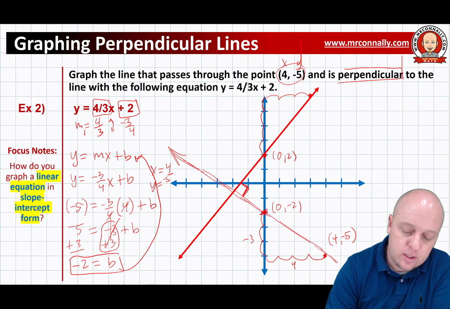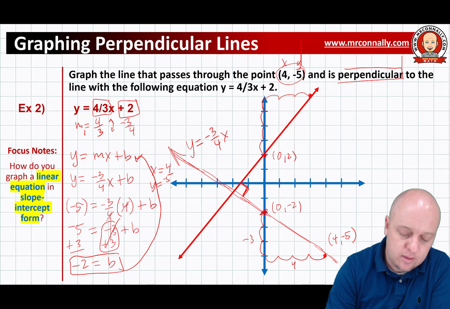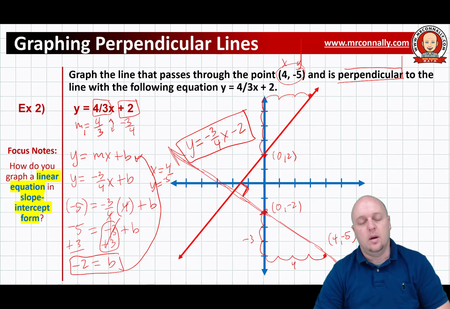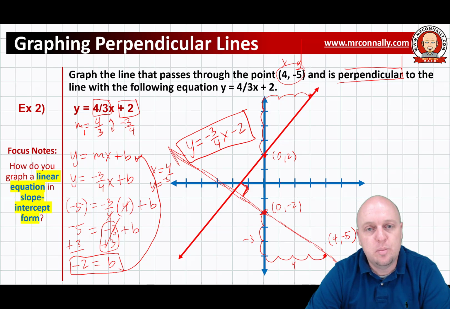Okay, so this equation is going to be y equals -3/4 x, and we substitute that in, and we'll say -2. Okay, and that's the line that's perpendicular but goes through the point 4, -5. Okay, all right, we're ready? Let's move on to the next.